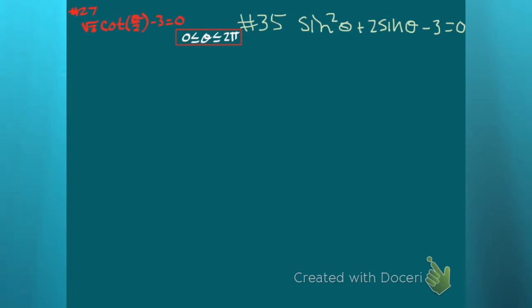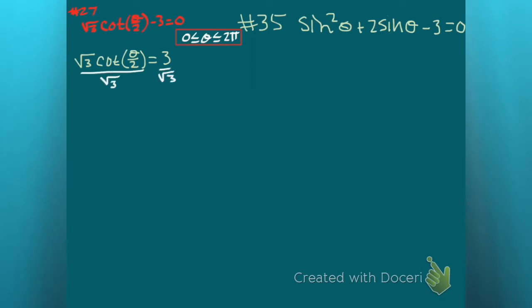For this first one, root 3 cotangent theta over 2 minus 3 is equal to 0. I say that these are a little bit harder because now we have to solve for the trig function before we can take the inverse. So we add our 3 to both sides, and that's how we got root 3 cotangent theta over 2 equals 3. Then we divide both sides by root 3.